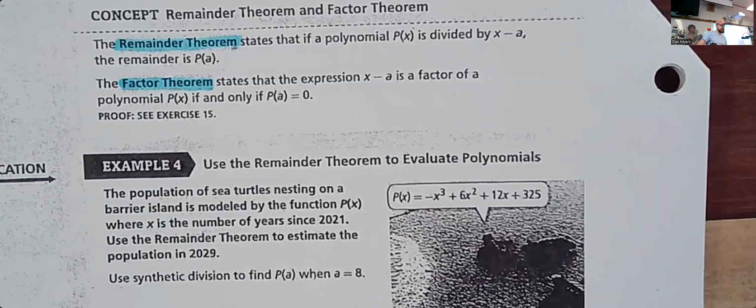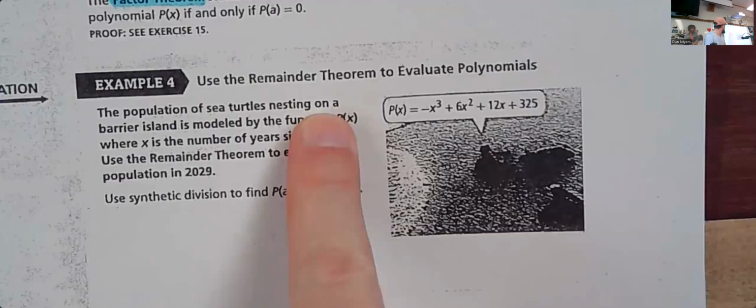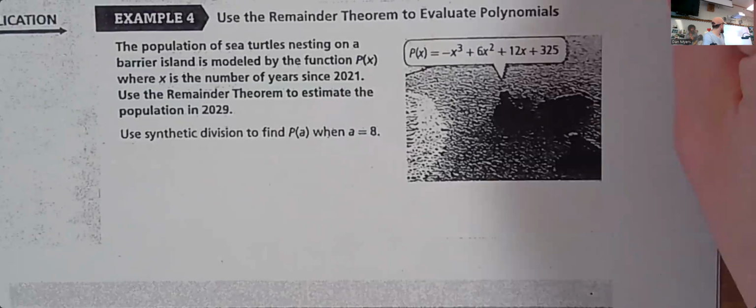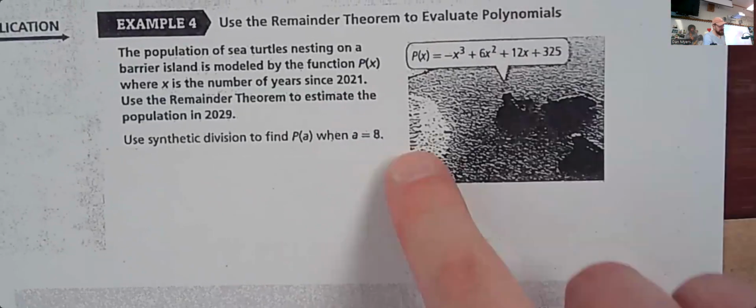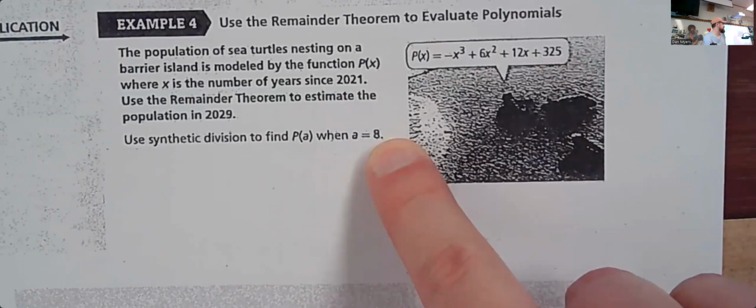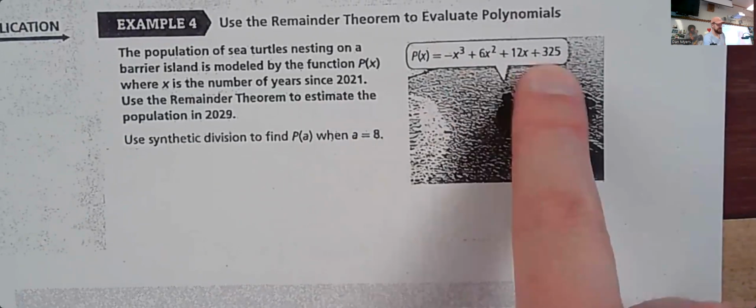So what we are going to do here is use the remainder theorem to evaluate a polynomial. So instead of using a value of x and plugging it in here, we're going to use a value of a and use synthetic division. So it's basically just using synthetic division as opposed to plugging in x.